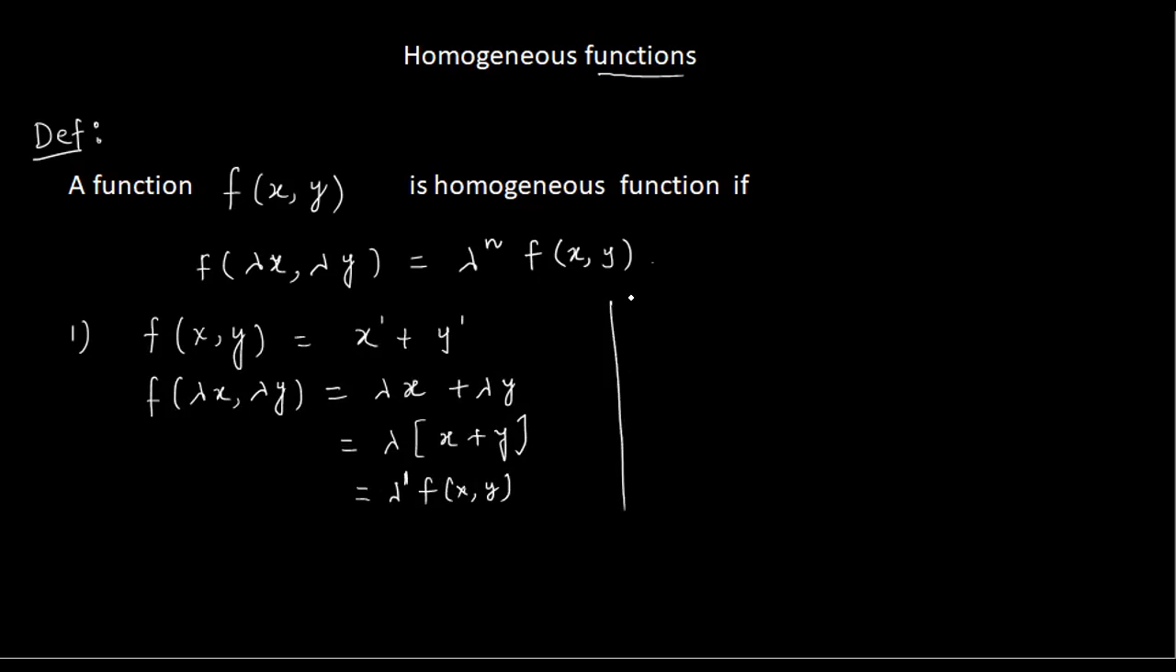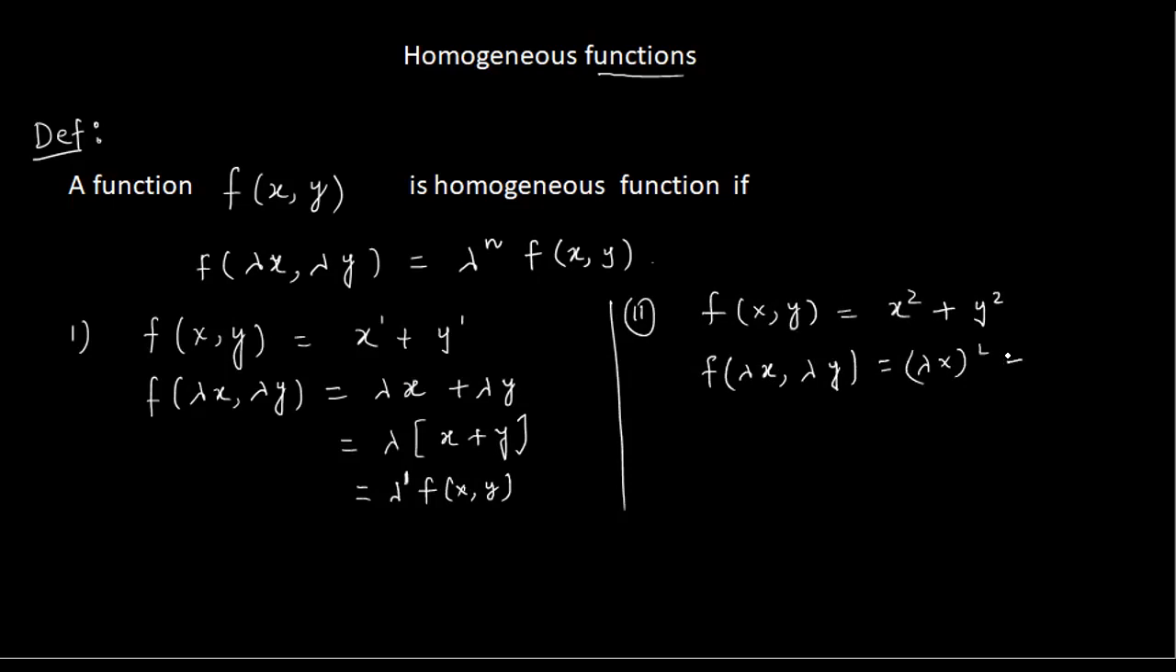Okay, let us see one more example. Say our function f of x, y is x squared plus y squared. Put λx in place of x and λy in place of y. So we get (λx) whole squared plus (λy) whole squared, which becomes λ squared times x squared plus y squared. And this is our original function f of x, y. So we can rewrite this as λ squared times f of x, y. So it is a homogeneous function of degree 2 since the exponent of λ is 2.